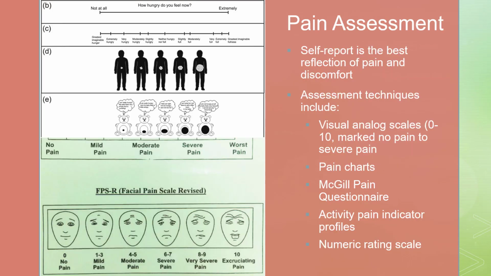Pain assessment. Pain is best assessed with patient self-reports. We utilize multi- and unidimensional questionnaires. There are techniques for pain assessments that include the use of visual analog scales, which are very popular tools that you likely have seen, pain charts such as the McGill Pain Questionnaire, which has over 70 classifications and descriptions of pain, activity pain indicator profiles, and numeric rating of pain scales, which ask a patient to rate their pain from 0 to 10, with 0 being no pain and 10 being needing to go straight to the hospital or calling 911.